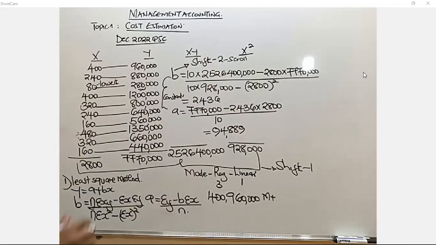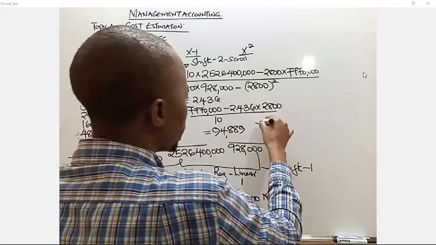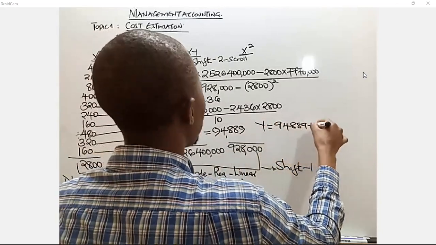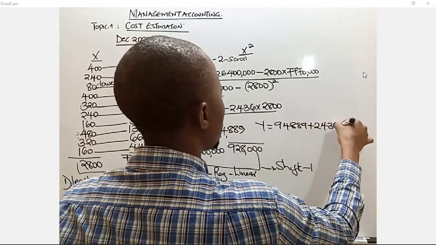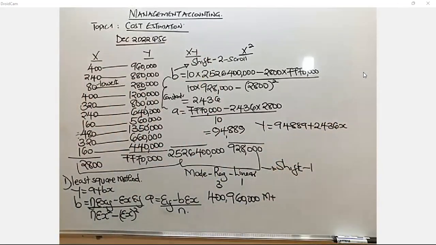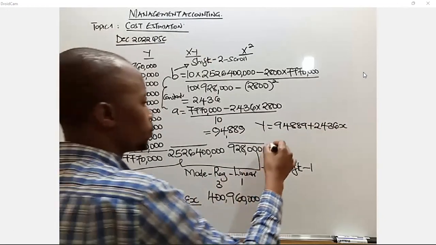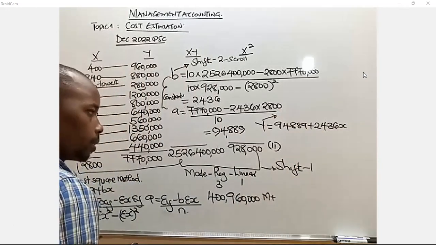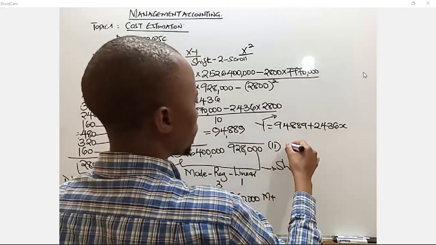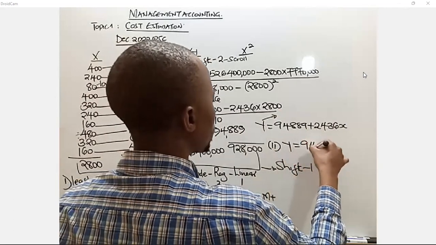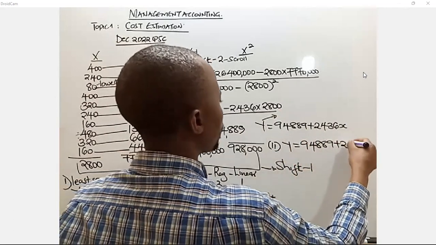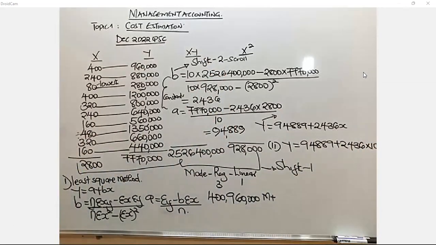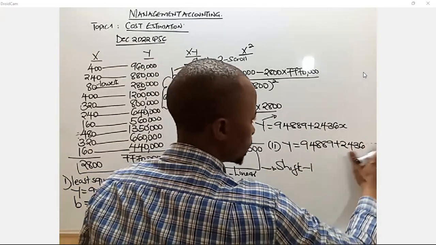therefore failing the whole process. So in this case, now to get to Y here, we are going to be taking the value of A, 94,889 plus 2436X, right? Then when you go to the requirement part 2, remember the examiner was asking you to calculate the total cost here, right? The total maintenance cost. And to get it, you just need to say your Y should be equal to 94,889 plus 2436 times now the 1050 given in the question. The 1050 given here, right?